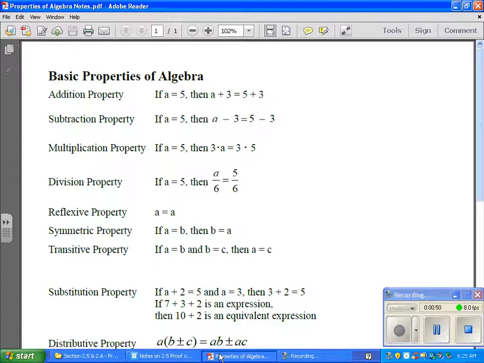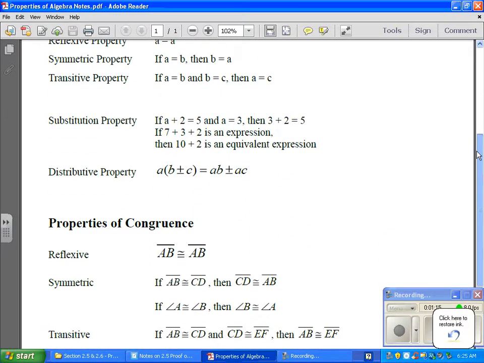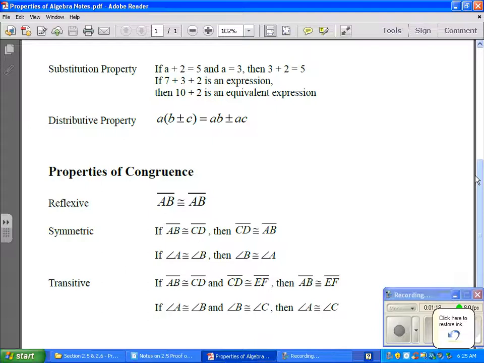Then we have substitution. There are two kinds of substitution. You can take this letter out and put this number in for it, and that shows right here. Or you can have an expression, do part of it, like 7 plus 3 makes 10, and replace the problem piece with the answer. That's two different types of substitution. Then we also have some that deal with geometry as well. But our most familiar one is distributive property, and distributive property is just multiplying through the parentheses.